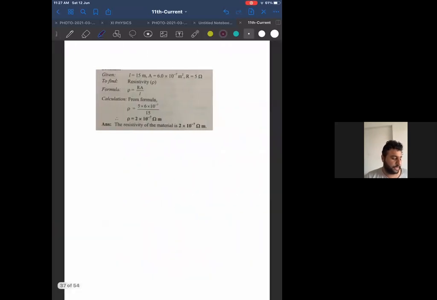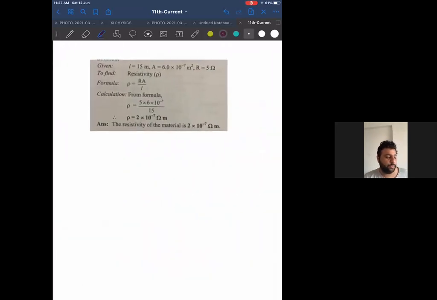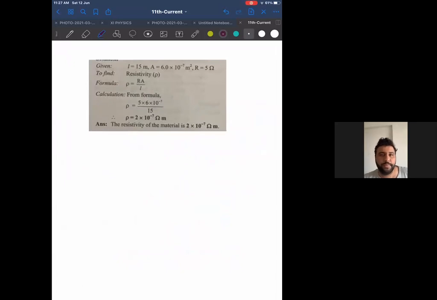Okay, this is the second one. This is how they have done it in the book. See the second one, how they have done it in the book. Directly they have given the data, they have taken the resistivity, and they have started. Just check. The second one is done directly.